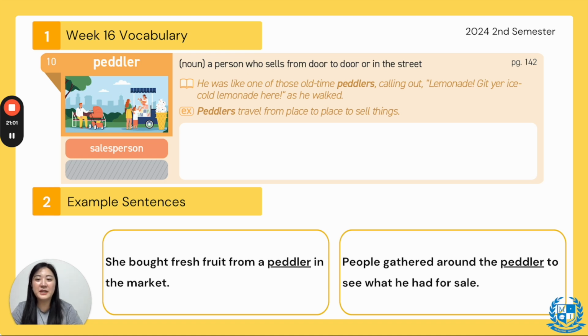Here, it says, she bought fresh fruit from a peddler in the market. So also, I go to the market here too, the fresh local market. And there's this man, he always comes from his farm, I believe. He always has these new fruits. Sometimes it's mangoes, sometimes it's apples, sometimes they're pears. He is a peddler. Next, it says, people gathered around the peddler to see what he had for sale. So again, usually sometimes they will sell the same thing, but sometimes they will sell different things.